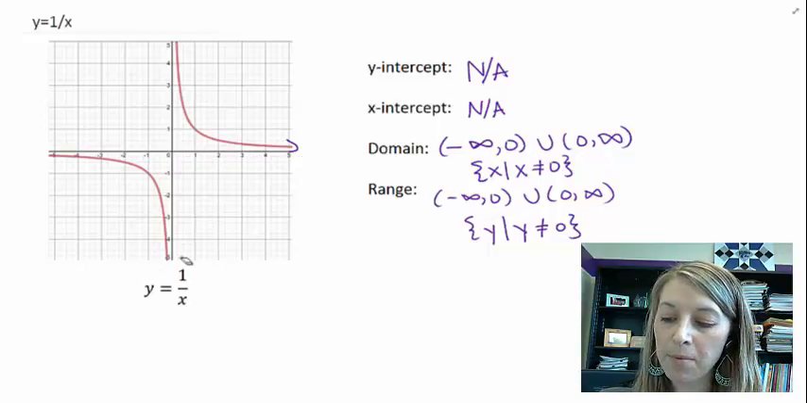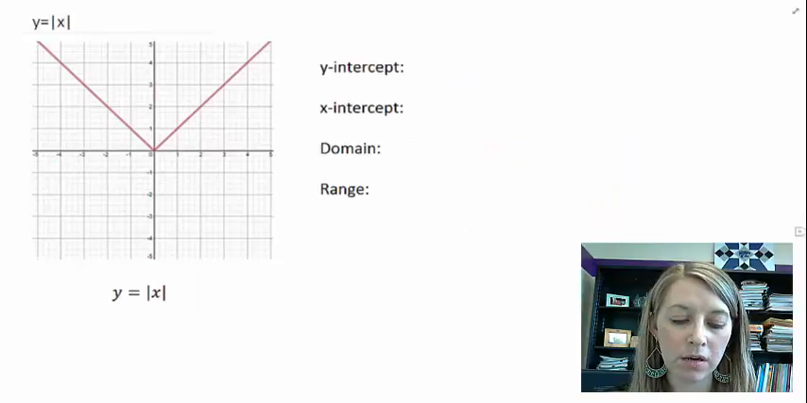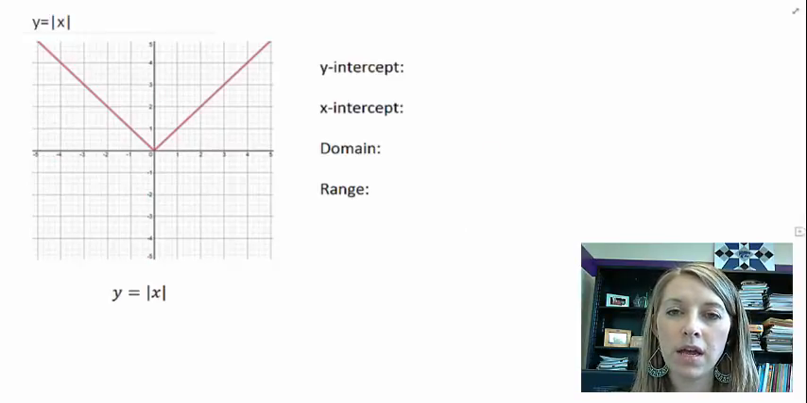Okay. Just a couple more. Keep bearing with me. We're almost there. Y equals absolute value of x. Again, pause the video and come up with these 4 here.